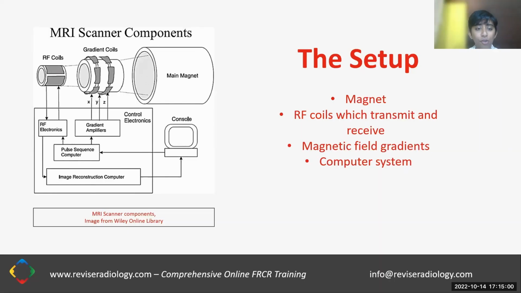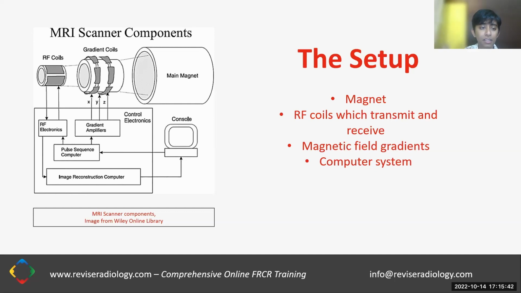So the setup here involves a bunch of magnetic fields essentially. We have the main magnet, which exerts the external constant field on the body. It's a superconducting helium-cooled magnet, which ensures that the field remains as uniform and constant as possible. Then we also have radio frequency coils, which are capable of both transmitting and receiving radio frequency signals. We also have magnetic field gradients, which are applied in 3 different directions and which help us localize the MRI signal. Now, all these things are controlled by the computer system.